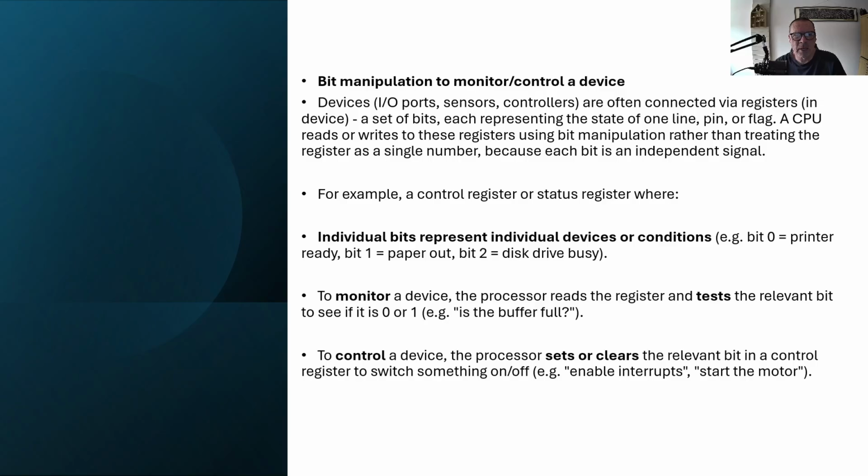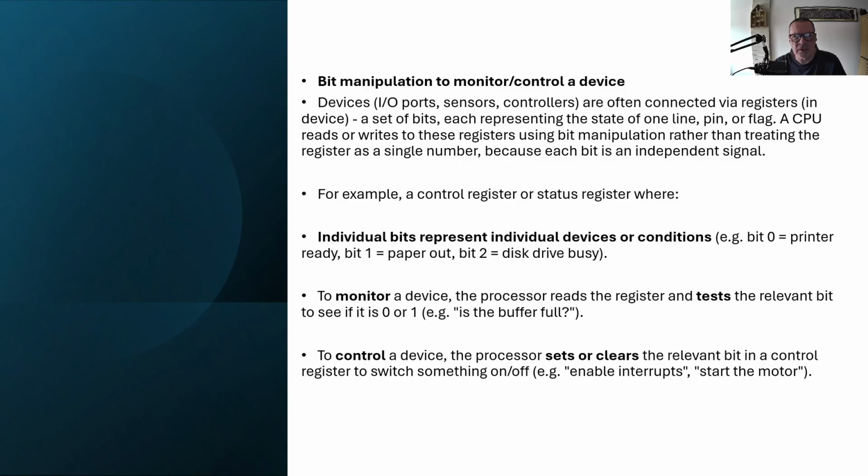So for example, we might have a control register in a device where each bit indicates something like printer's ready, or it's out of paper, toner has run out, something like that. So every bit in the bit string in that binary number will have a different meaning. Each bit has a different independent meaning from the other ones. So we don't treat it as a whole number. We're actually looking at the individual bits within the number to mean things.